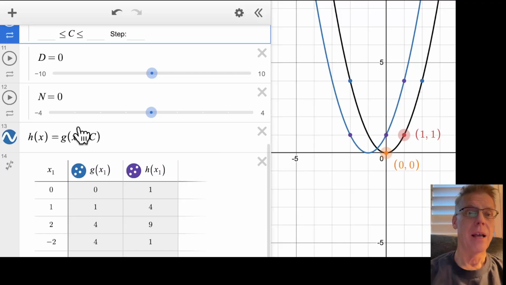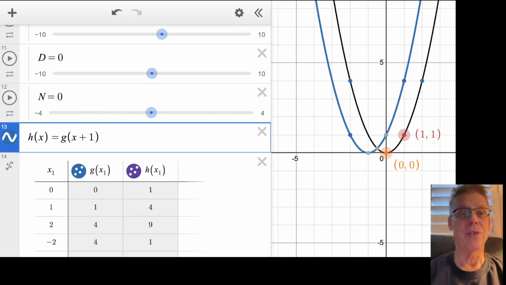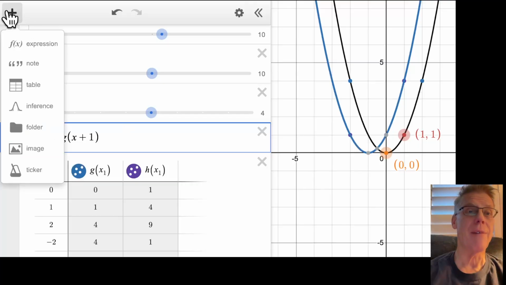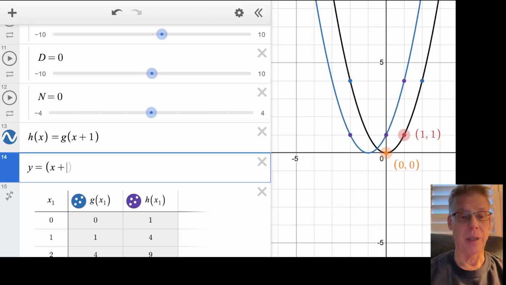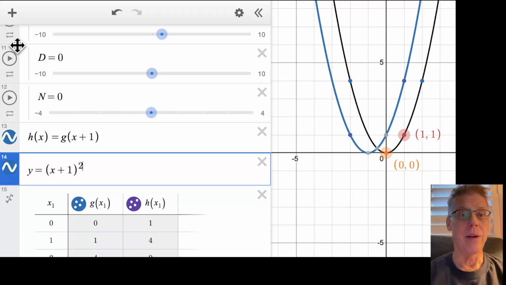To do that, I'm going to take out this c for a minute and just call it 1. So this is the formula that I get when I put x plus 1 in for the x in the y equals x squared function. If I wanted to actually look at what that formula would be, that would be y equals (x plus 1) squared. I add the 1 before I square it. And to double check that I have the same thing, here it is, y equals (x plus 1) squared. Let me turn that off.